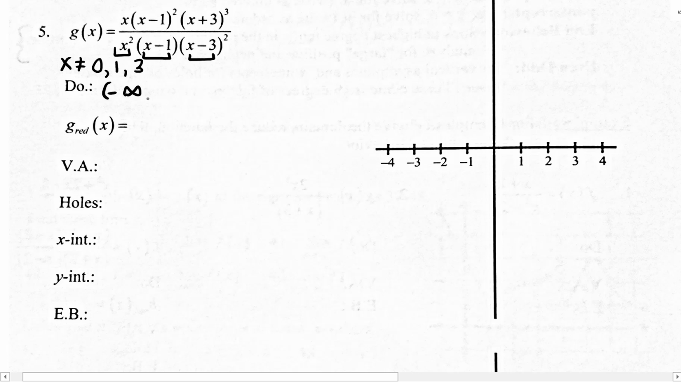Negative infinity up to 0, 0 to 1, 1 to 3, 3 to infinity.